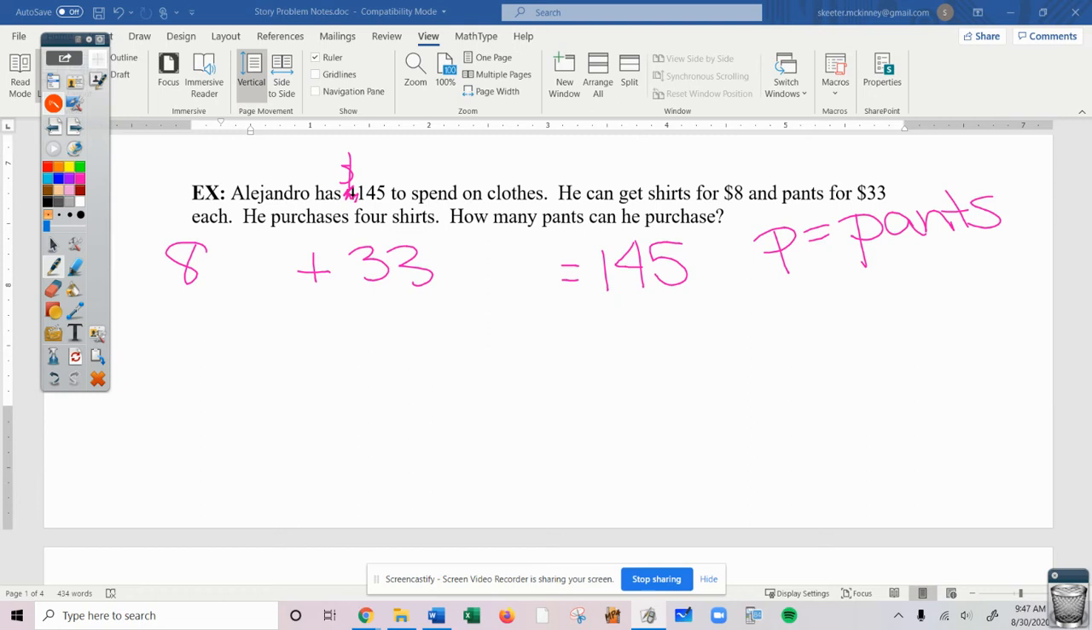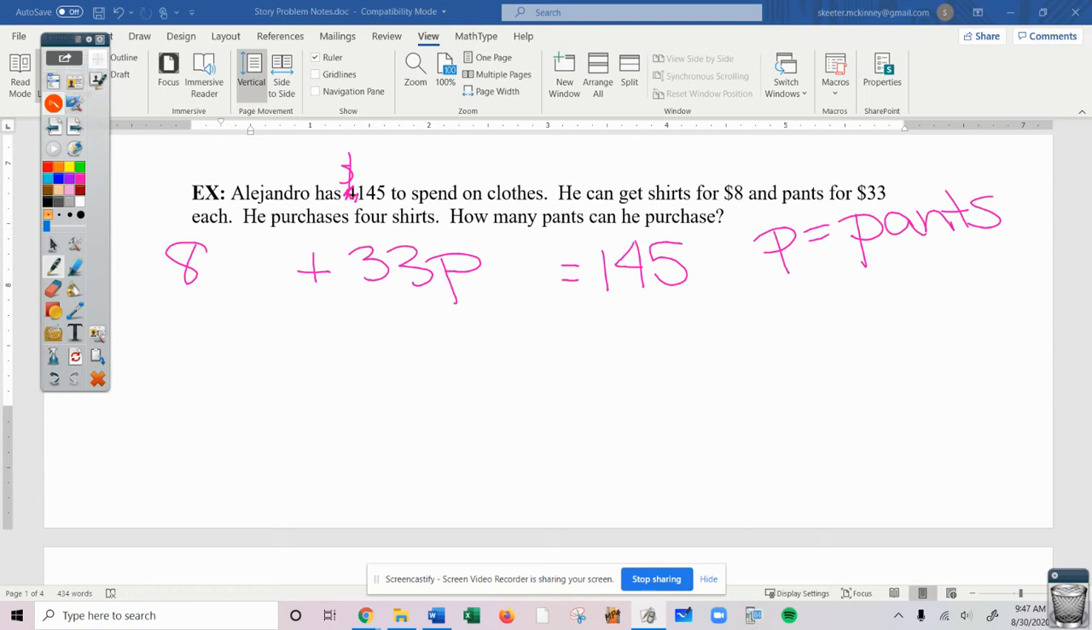Okay, anything that's happening per the item, per what our variable is, gets the variable. So P is for pants. The $8 is happening per shirt. That does not get a variable. The $33 is happening per pants. So that does get a variable.